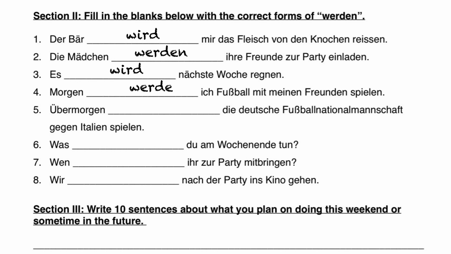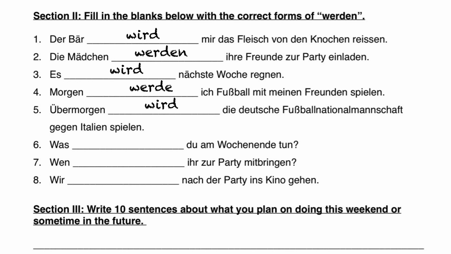Nummer 5. Übermorgen, blank, die deutsche Fußballnationalmannschaft gegen Italien spielen. The day after tomorrow, the German national team will play against Italy. In this sentence, die deutsche Fußballnationalmannschaft is the subject. Since it's a singular noun, we have to use here the er/sie/es form, which is wird. Übermorgen wird die deutsche Fußballnationalmannschaft gegen Italien spielen. The day after tomorrow, the German national team will play against Italy.